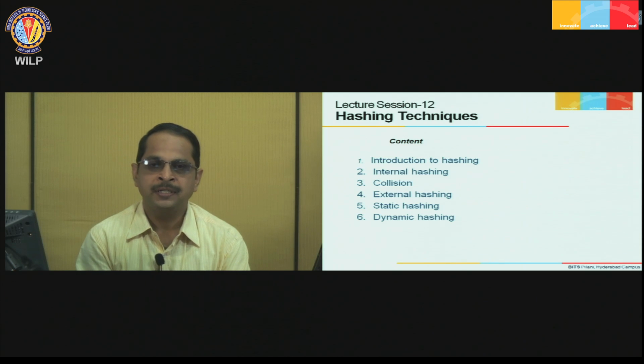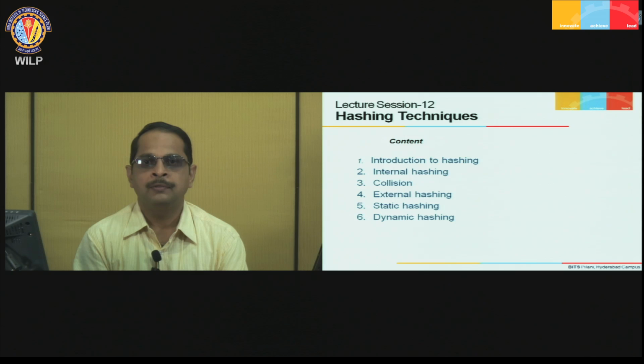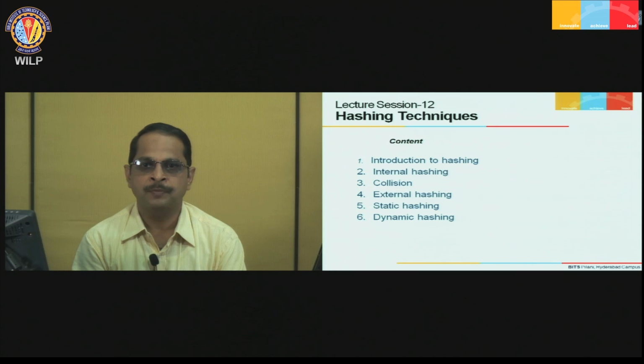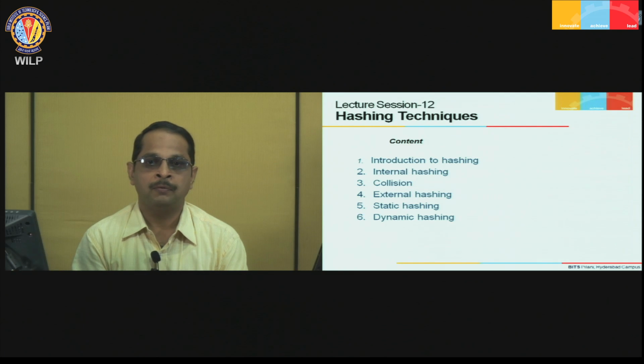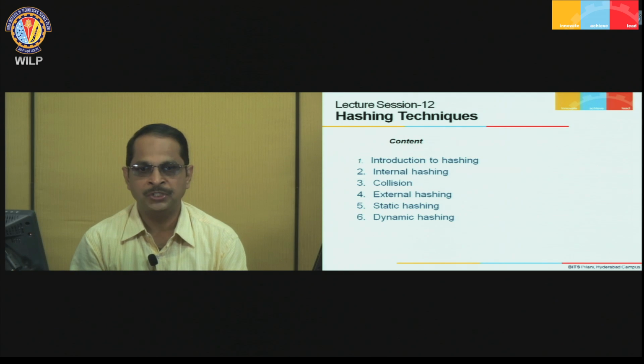In this session, we discuss the hashing techniques that are employed for fast retrieval of records from the database. We discuss an introduction to hashing, what is internal hashing and what is the phenomenon of collision, external hashing, static hashing, then we discuss the dynamic hashing techniques.